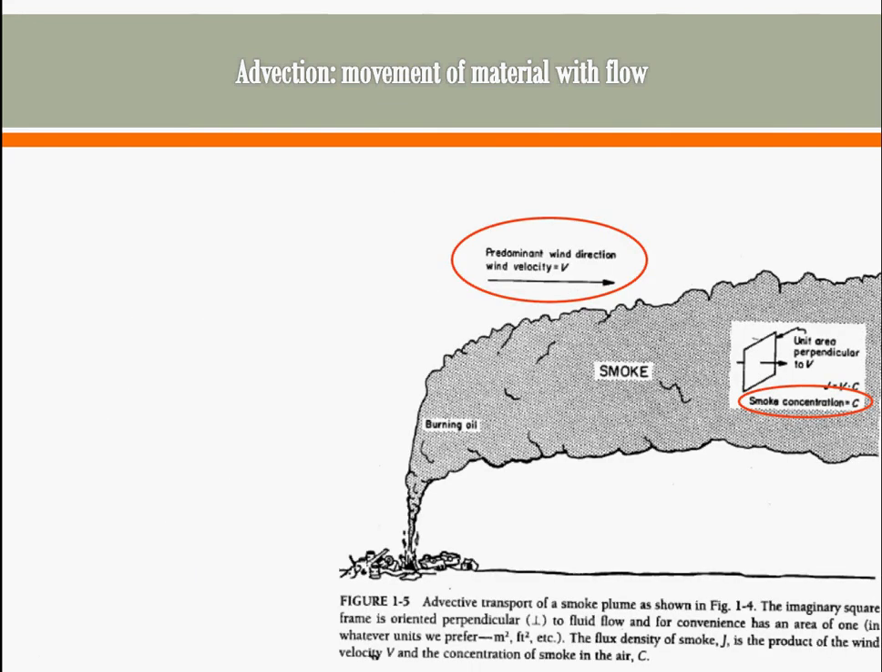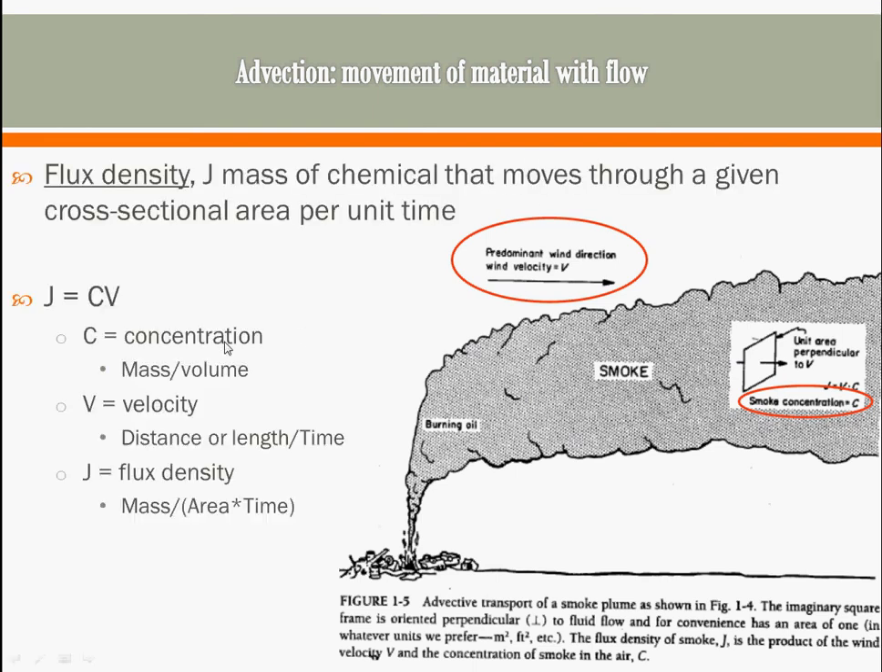Okay, and like I said, we aren't able to count particles moving through a cross-sectional area, so what we usually have is a situation like this. With smoke moving through the air, we pick a cross-sectional area of interest, a meter squared, a centimeter squared, something like that. We know the predominant wind direction, on average, the wind velocity, and we know on average smoke concentration, and we use those 2 pieces of information to calculate the flux density.